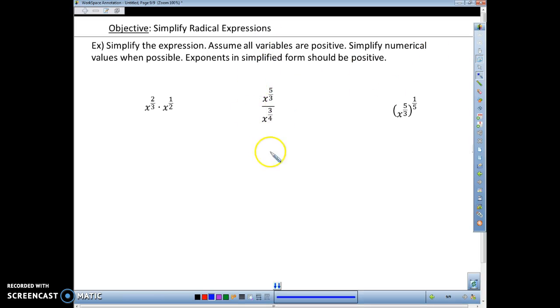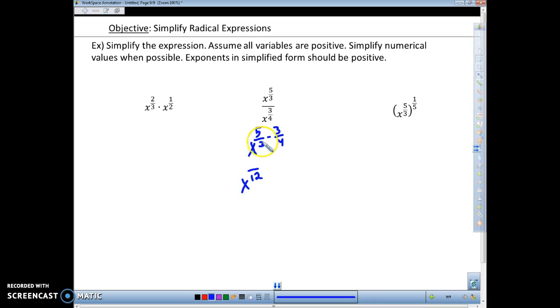So again, these are just variables. Here I am dividing two variables with the same base. So if I have the same base, I can subtract their exponents. So I'm going to subtract 5/3 take away 3/4. Notice I can't subtract them because they don't have a common denominator, so I'm going to make them have a common denominator. And 3 and 4, I think the lowest common denominator would be 12.